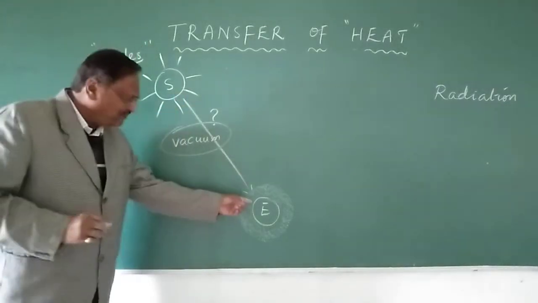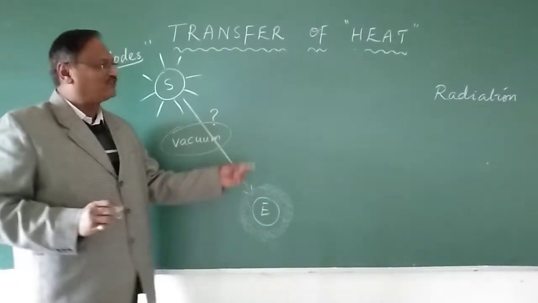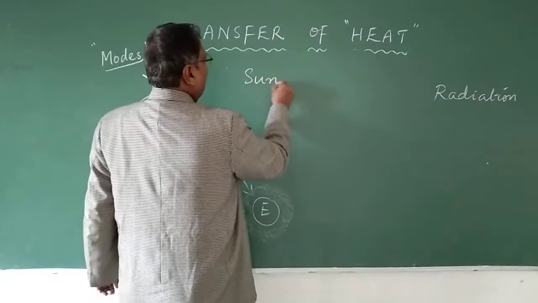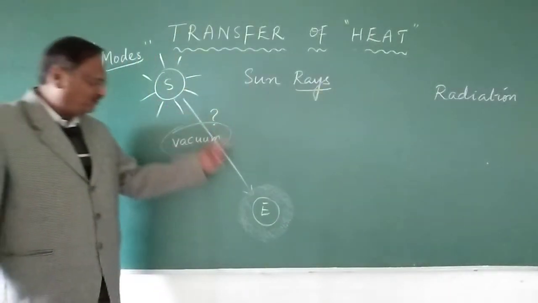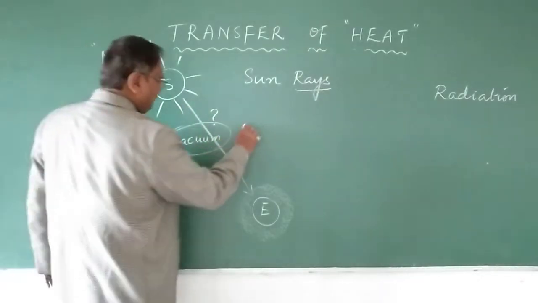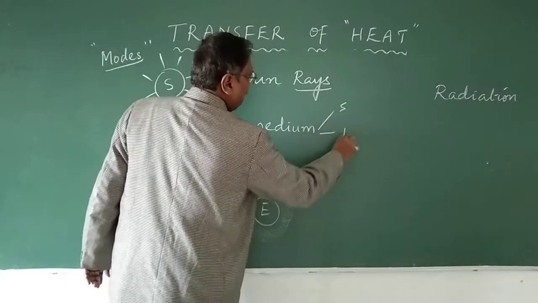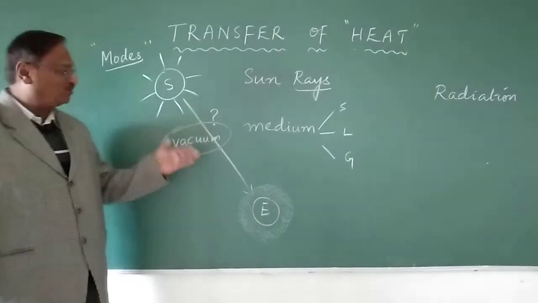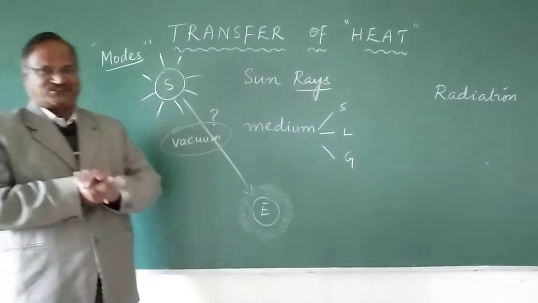But radiation is coming. How? And that process is called radiation, or we say sun rays. The heat is transferred from one point to another without any medium. There is no medium in between. What are the different types of medium? Solid, liquid and gases, right? There is no intervening medium. So naturally the heat is coming, and this process is called radiation.